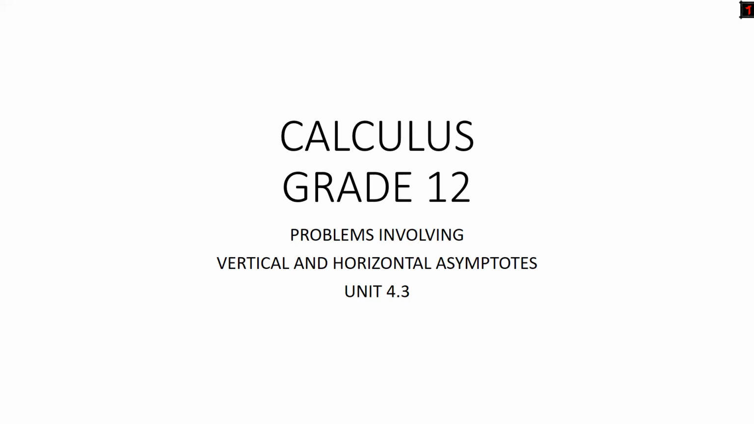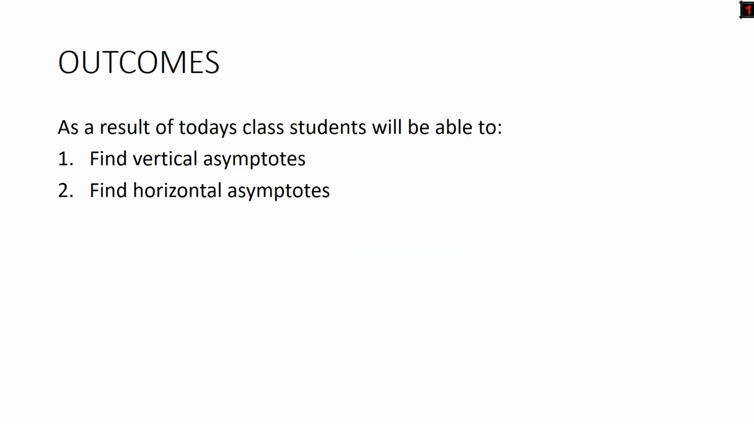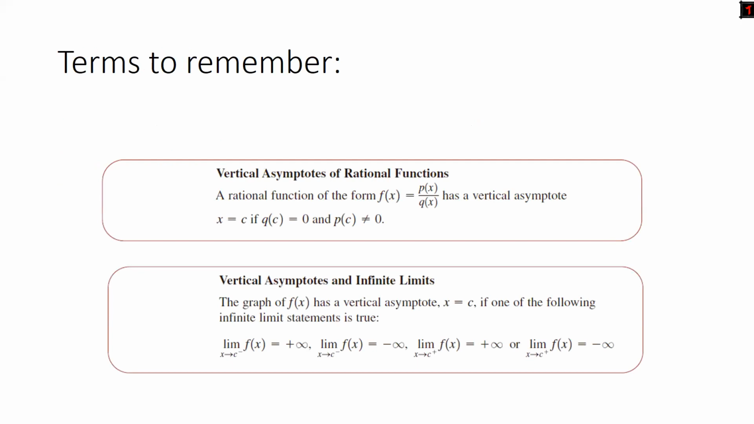So today's class, I would like to start with outcomes, definitely. And outcomes are pretty straightforward. We're going to learn how to find vertical asymptotes and horizontal asymptotes. As well, we're going to practice problem solving involving both of those. Any questions so far? No. Perfect. So for now, I would like you to revise what we covered in our lecture.